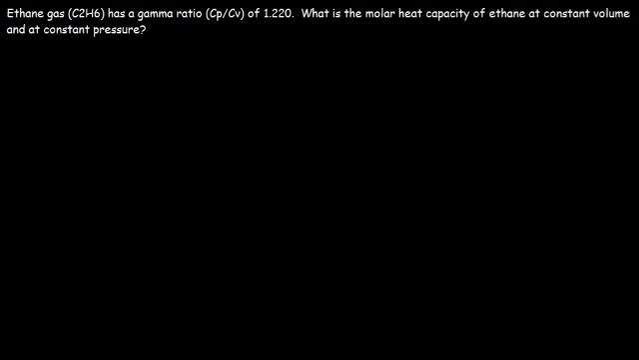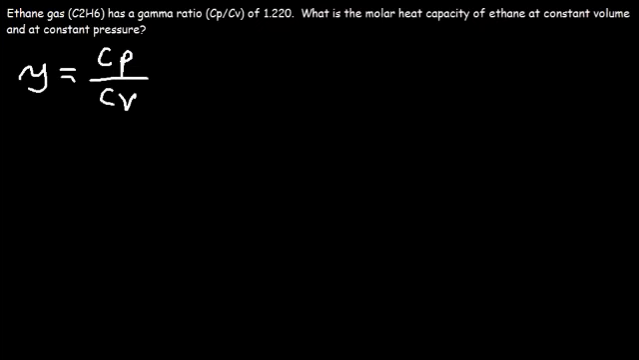Ethane gas has a gamma ratio of 1.22. What is the molar heat capacity of ethane at constant volume and at constant pressure? So how can we find Cp and Cv given this gamma ratio? Gamma is Cp divided by Cv. It's the ratio of these two different molar heat capacities.